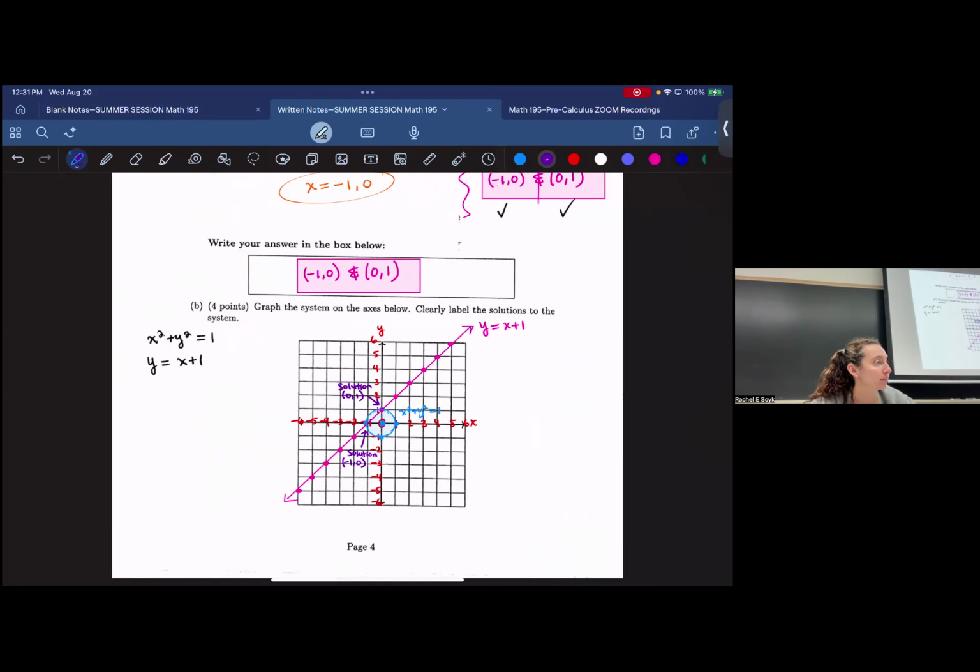Oh, we have only two. With only what? We have two up front.